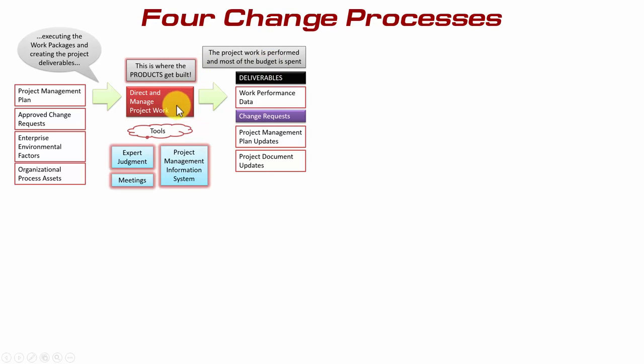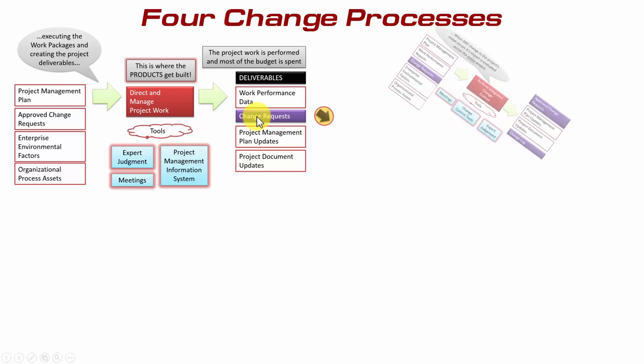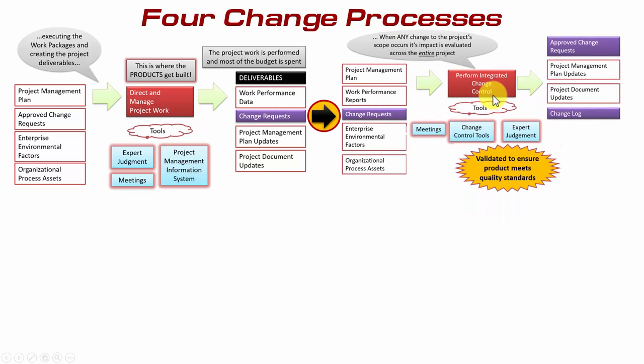I've included other inputs, outputs, and tools and techniques for completeness, but I want you to focus here on the fact that it's here where the deliverables are created, but it's also as a result of directing and managing the work that change requests can emanate. That brings me to the Perform Integrated Change Control. Remember, I'm showing you these with a focus on change. So it's these change requests that are now input to Perform Integrated Change Control, where they are either rejected or they are approved. Again, the change log is used here to capture and manage those.